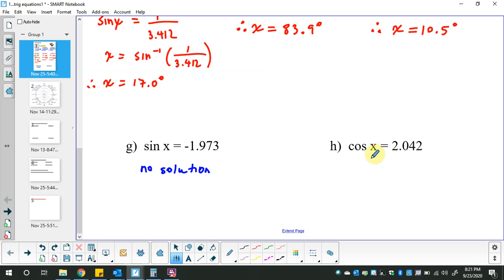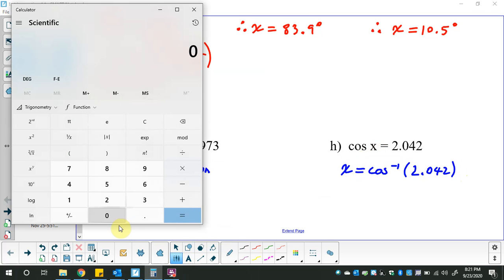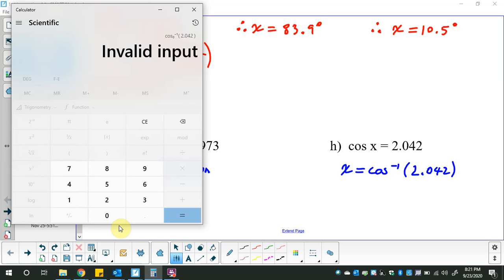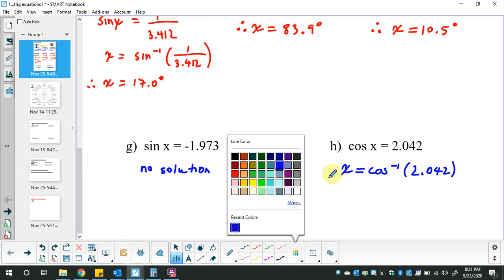Let's check this one. So the step is x equals cos inverse of 2.042. So remember, my calculator might be backwards to yours. Oh my gosh, it's another error. These things should not surprise you.